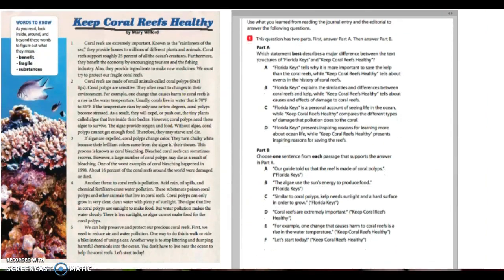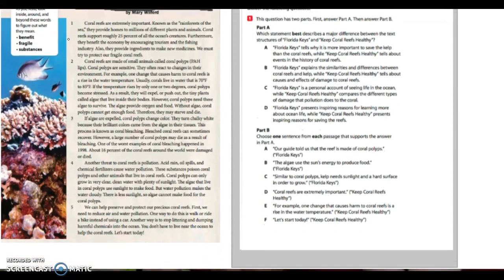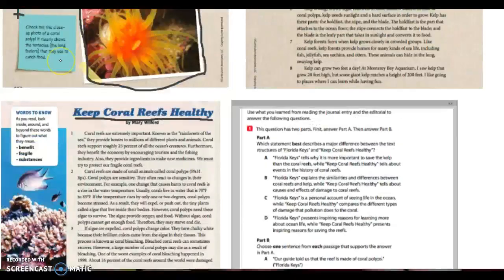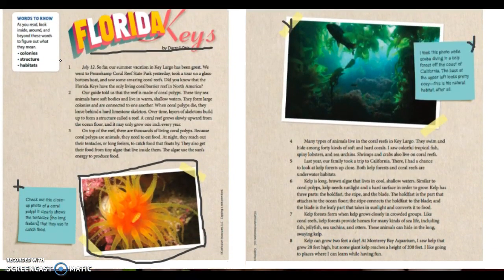Going on to the next passage, Keeping Coral Reefs Healthy, I see an illustration or a photograph here of animals in the ocean, and I see words to know and bold words. Those bold words are benefit, fragile, and substance. In Florida Keys, our words to know are colonies, structure, and habitats. So we have now gone through and identified important text structures and the different text features inside the text structure, and we have read the question. So it's time to venture through the passage.